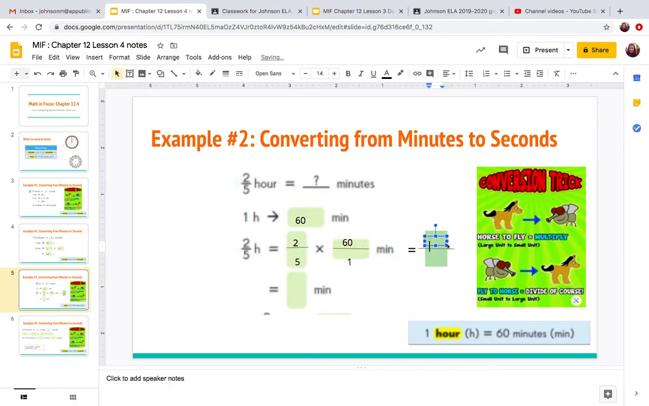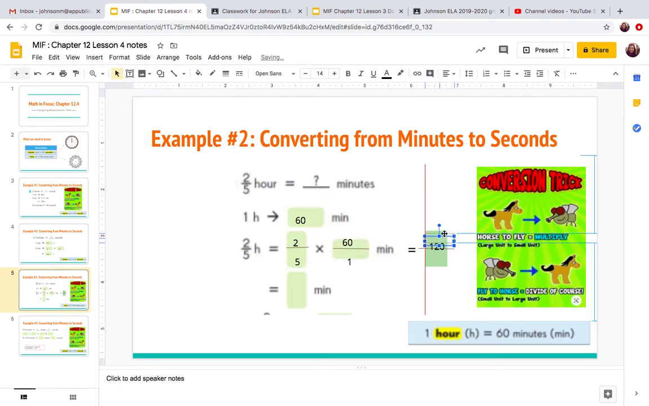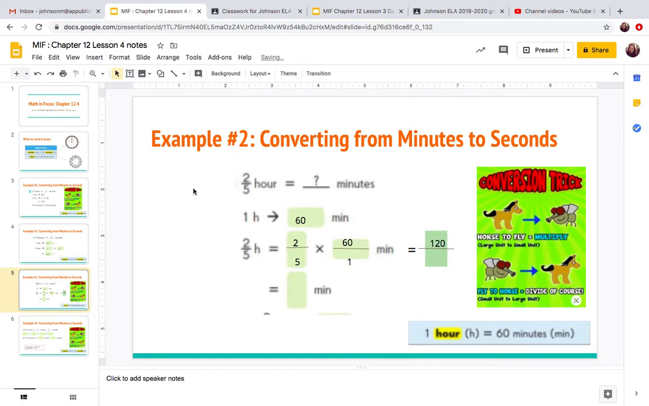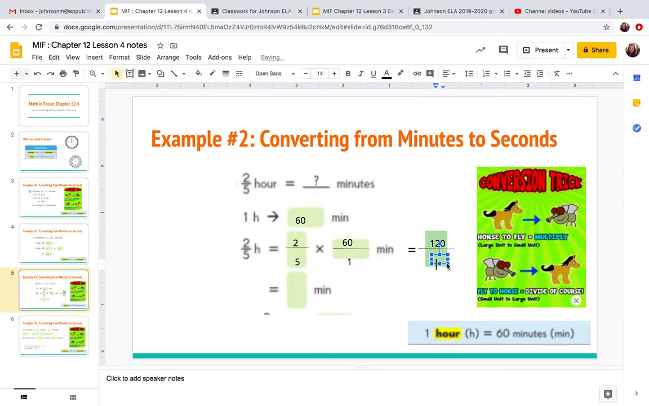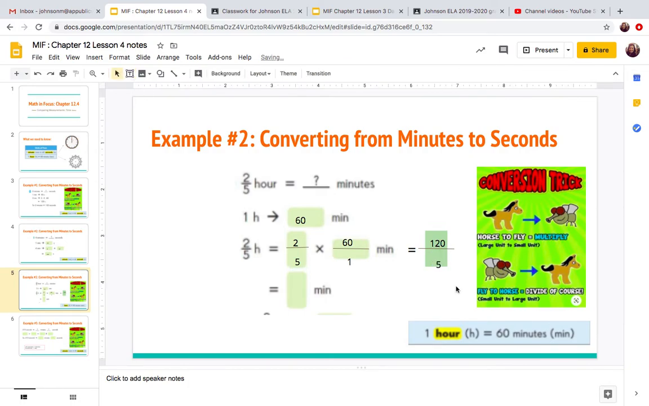Well, I know 2 times 6 is 12, and then all I have to do is add a 0 because that's my friendly 10. Whenever you multiply something by 10, you can really just add the 0 at the end. And then we have 5 times 1. 5 times 1 is 5. That's right.